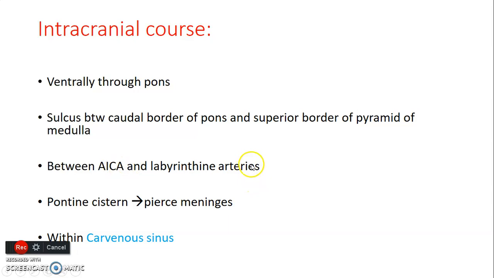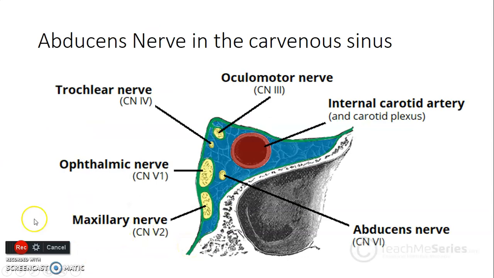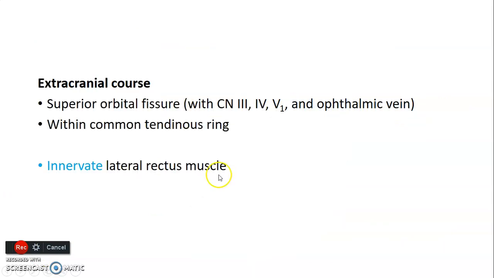Through the pons, between pons and the pyramid, between anterior inferior cerebellar artery and labyrinthine artery, it enters the pontine cistern, pierces the meninges later, and you see it as a content of the cavernous sinus. Here it is, together with the siphon of internal carotid artery, they form contents of the cavernous sinus. And the extracranial course, abducens nerve will exit through superior orbital fissure together with oculomotor, trochlear, ophthalmic nerve, and ophthalmic vein. It's located within the common tendinous ring, and it goes to innervate the lateral rectus muscle that causes lateral or outward movement of the eye.